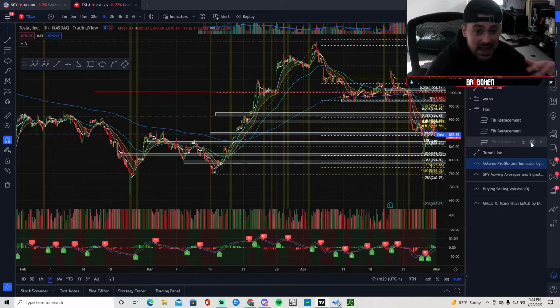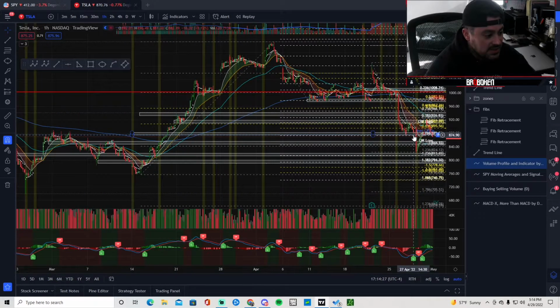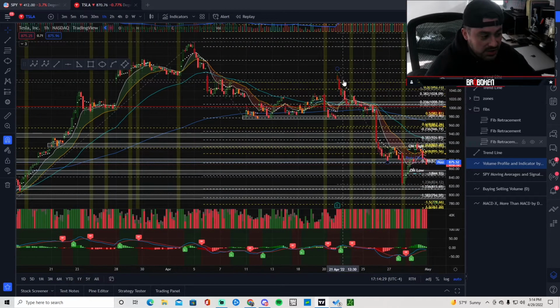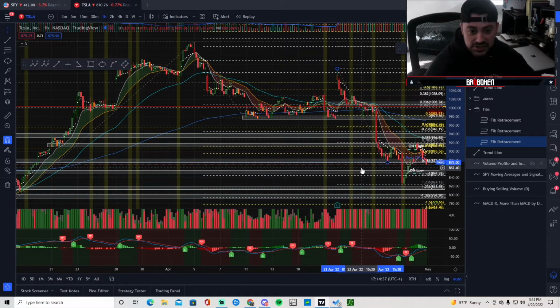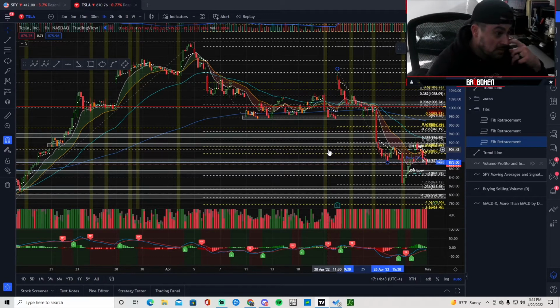Lastly, I added a third fib retracement, which is different than the guys over at King Capital. That one is the most recent big drop over the past week or so, this one right here down to here. I know this looks like a lot initially, but when you get down to the intraday trading, so I trade on the 5-minute chart, it's going to make a lot more sense.